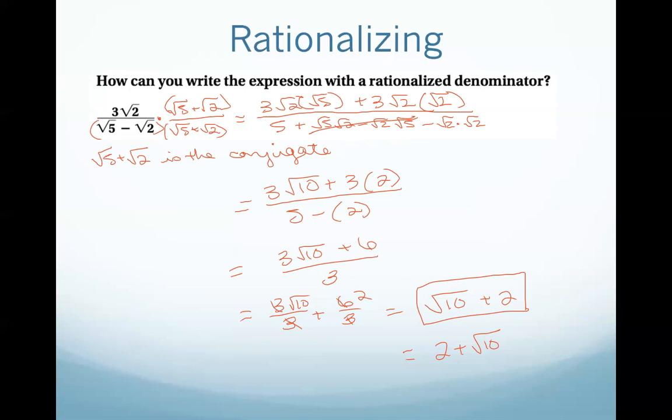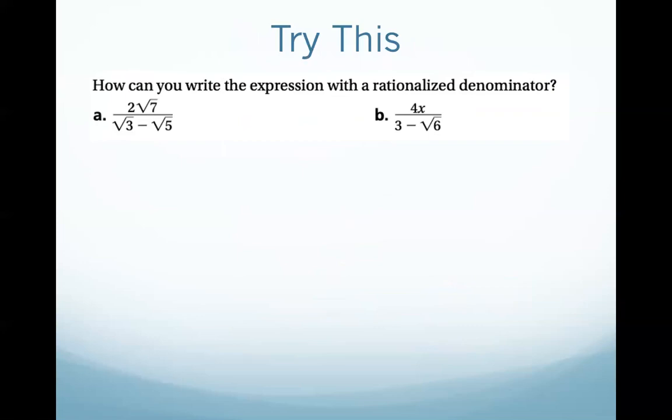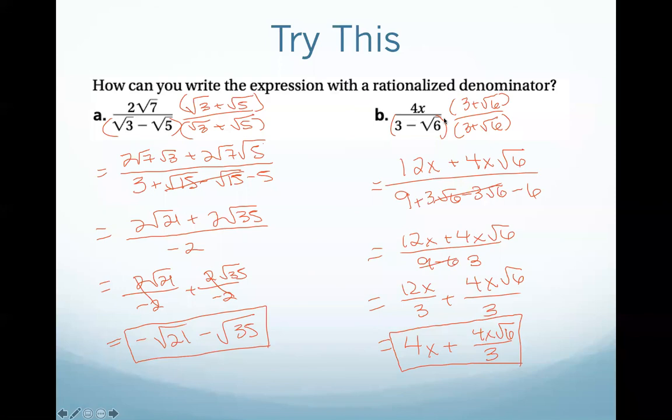Okay, I have two for you to try, and then we'll go through the answers. All right, so again, the first step is to find the conjugate. Our conjugate for part A is the square root of 3 plus the square root of 5. Distribute, because our radicals are being multiplied, then we can combine them.